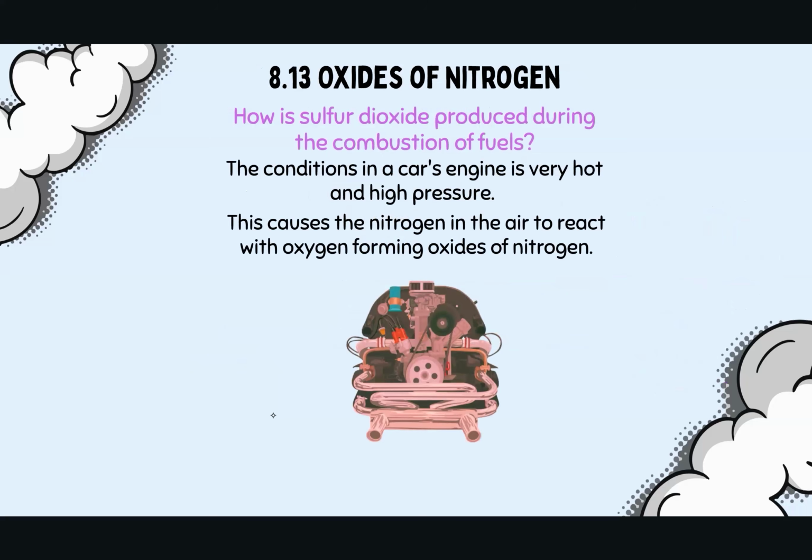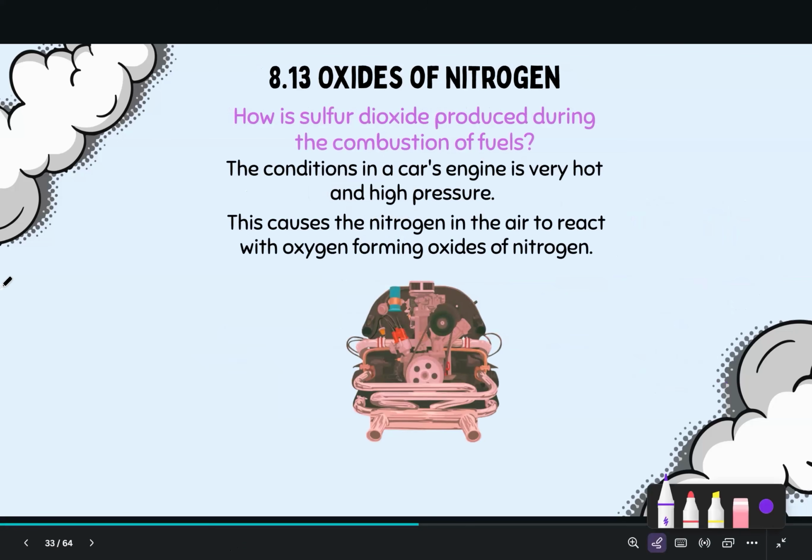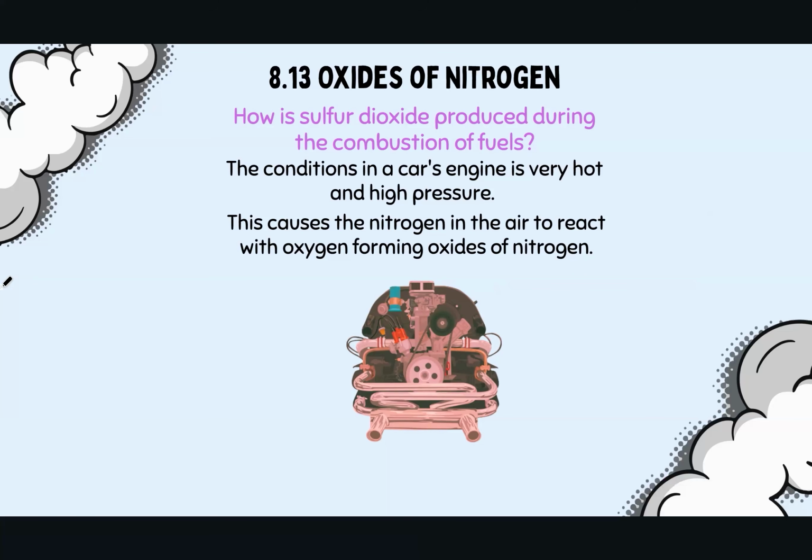Oxides of nitrogen. How are oxides of nitrogen produced during the combustion of fuels? So the conditions in a car's engine are very hot and high pressure. Now, when we say very hot, it can reach temperatures of 2000 degrees. That causes the nitrogen in the air to react with oxygen, forming oxides of nitrogen.